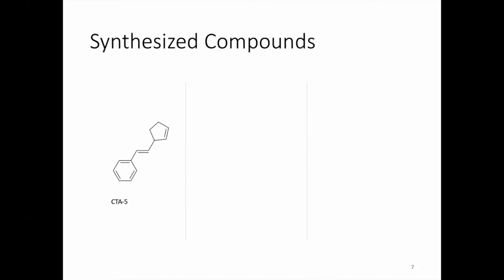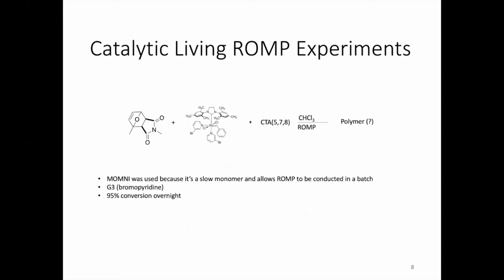So we synthesized chain transfer agent 5 with the cyclopentene on the end, but we just abbreviated it and called it CTA5. So we made 5, 7, and 8. And we used MONI, which is our norbornene, and we added our Grubbs' third, our bromopyridine catalyst. And then with MONI as our norbornene, we conducted various experiments with chain transfer agent 5, 7, and 8. And we had chloroform as the solvent. And we ROMPed overnight and we created the polymer and we had 95% conversion.